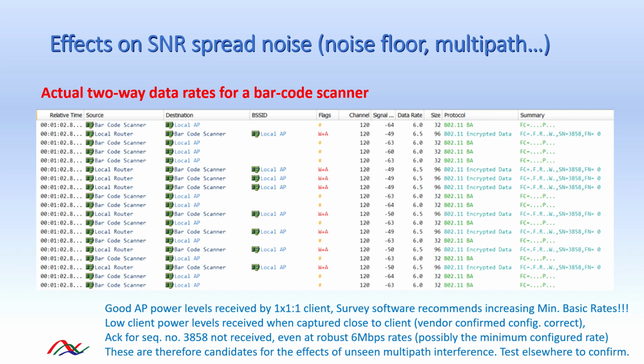We see retransmissions like we've seen before, but in this case the barcode scanner is transmitting at a robust 6 megabits per second, yet it still cannot be heard. Default recommendations by the survey software to increase minimum basic rates would only exacerbate the problem. We might be able to diagnose that this is being caused by multipath in the environment by taking the client out of the warehouse to an office with its own AP and observe the data rates there.